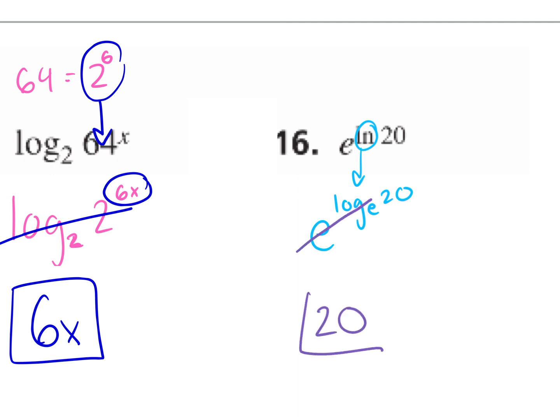20. So if you have an ln, you know that it's going to cancel out with the e. So you don't really have to change it to log base e. I'm just showing you that these are the same, but they're going to cancel out. If you know that e to the power of ln cancels, we're just left with the 20. Any questions here? Any questions on this page?